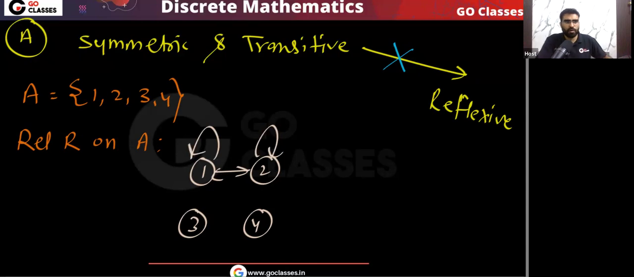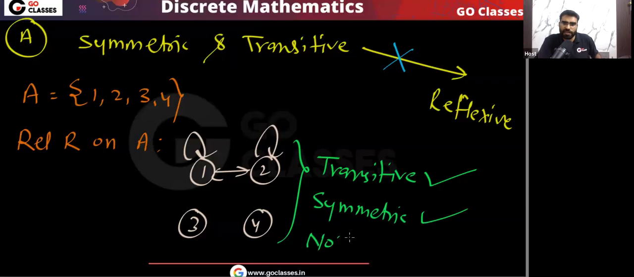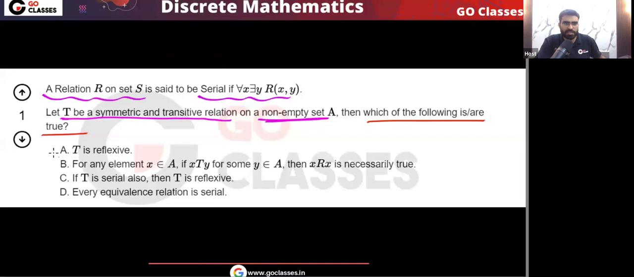Now look at this graph and tell me, is this transitive? Yes, this is transitive. Is this symmetric? Yes, this is symmetric. But you can see this is not reflexive. Yes or no? Agree? This is not reflexive. Is this clear? Please tell me. So very simple: symmetric and transitive does not imply reflexive. So I can say option A is not true.